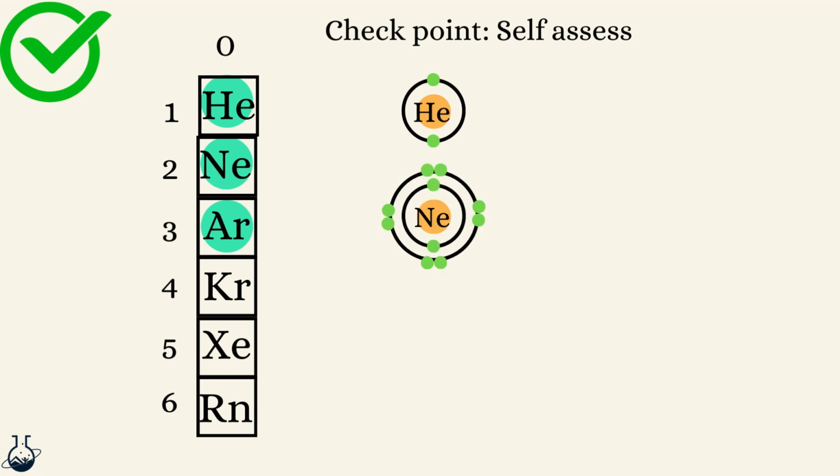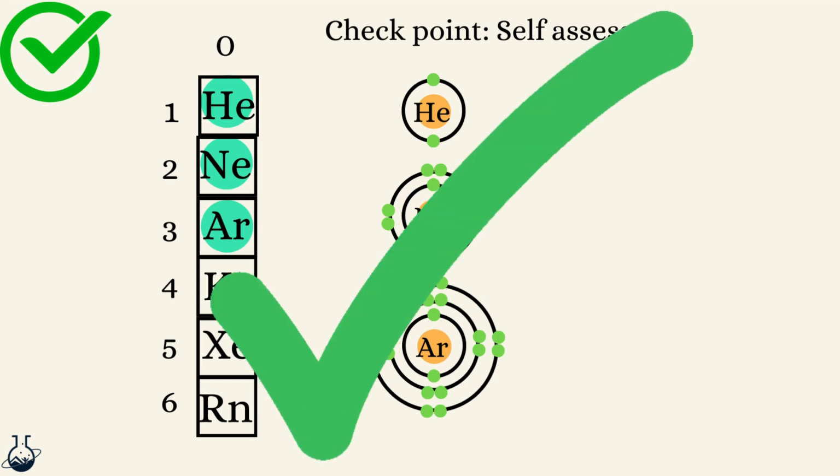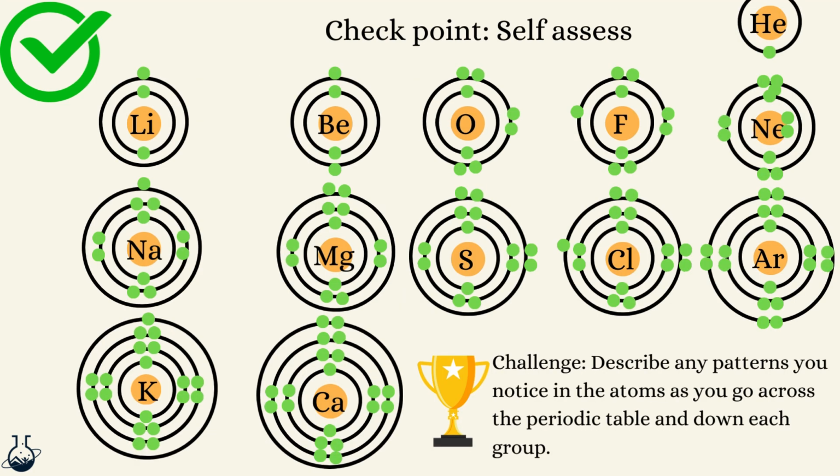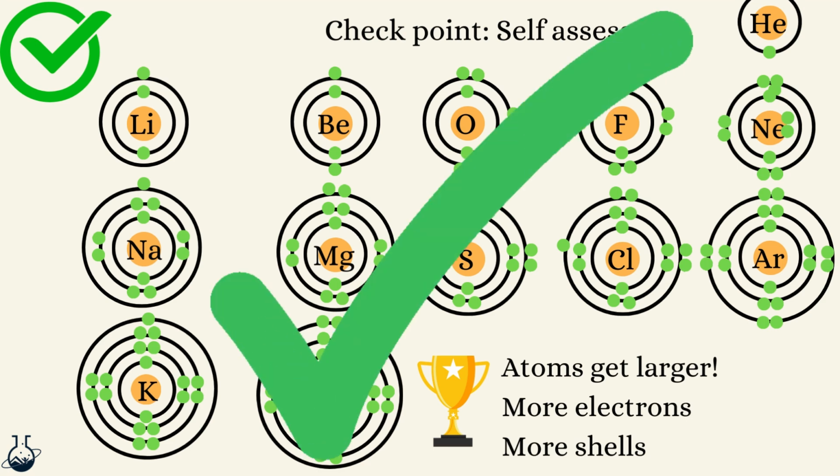Neon is in period 2, with 2 shells, both full in a 2-8 arrangement. And argon in period 3, with 3 full shells of 2-8-8. Phew, well done. If you tried the challenge, having drawn all of these, you might have spotted a pattern. As you go across and down the periodic table, atoms get larger and get more electrons, and therefore more shells. Good job if you got any of these correct.